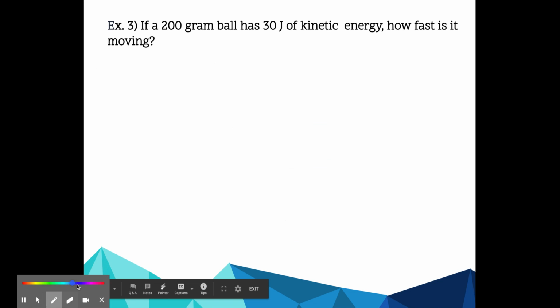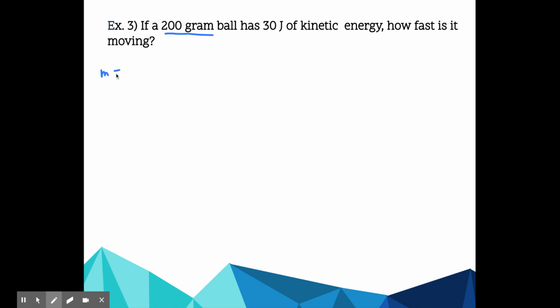Okay. If a 200-gram ball, so this is mass, has 300 joules, that's my kinetic energy, how fast is it moving? So I'm going to pause. I didn't pause on the other ones, but am I allowed to have mass in grams? No, I have to put it into kilograms. So, little side math conversion.